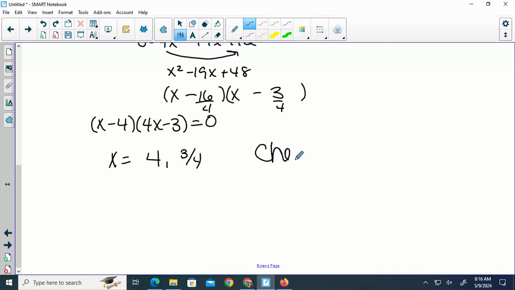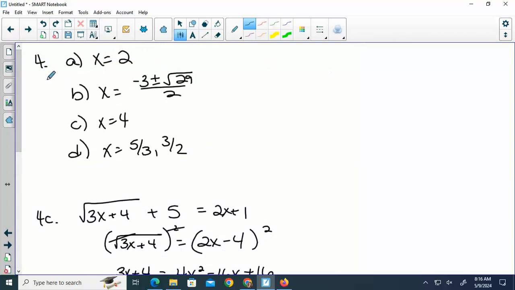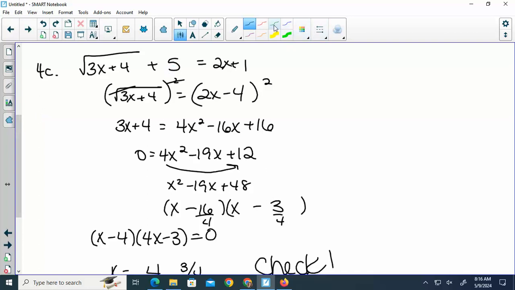But any problem with a square root, you have to check. When you're checking, you put it back into the original problem. So if we put in a 4, we get the square root of 12 plus 4, so the square root of 16, plus 5 equals 8 plus 1. So 4 plus 5 is 9, 8 plus 1 is 9, so that works.